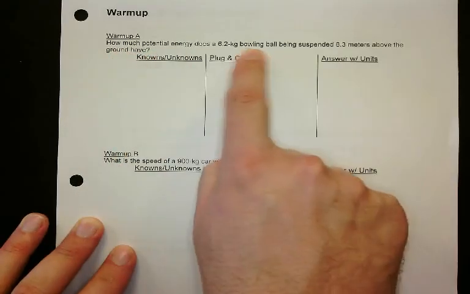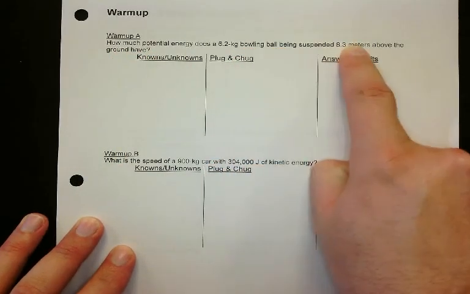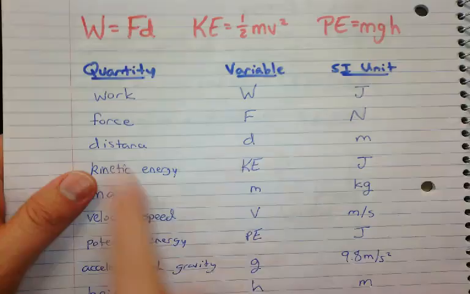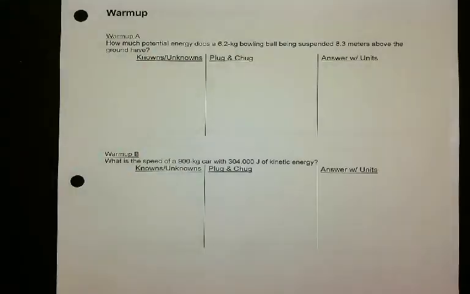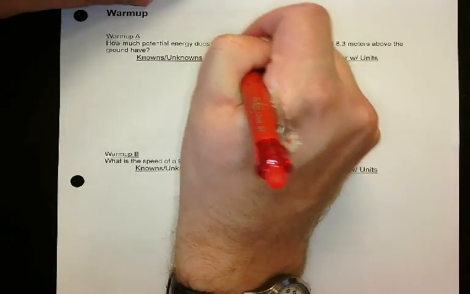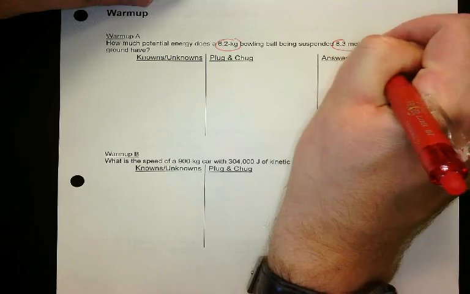How much potential energy does a 6.2 kilogram bowling ball suspended 8.3 meters above the ground have? All right, so the first thing we always do when doing these sorts of problems is knowns and unknowns. The reason that we have this page is to help us figure out what the knowns and unknowns are. We can identify our numbers, our measurements, and use this table in our notes to determine which known and unknown it is.